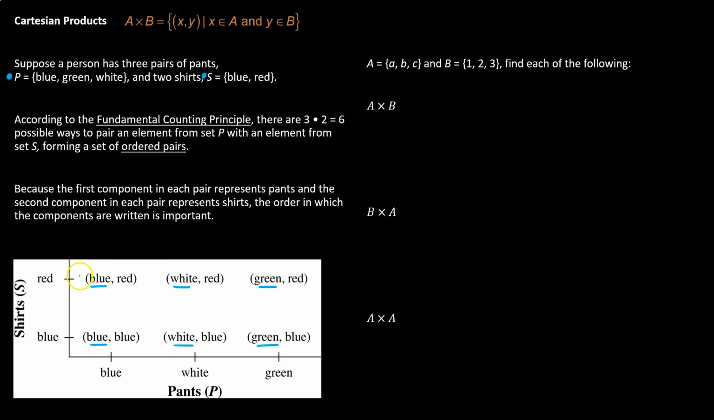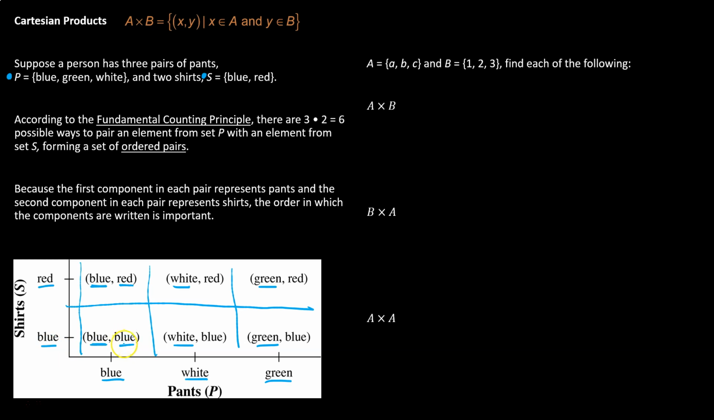So you can make this into a table where you have different columns that represent each of the elements from the set P, and then 2 different rows where each row represents the elements from the set S. And then we order the pair using anything from the set P first. So in this column, blue is the first element of our ordered pairs. And on the top here, since we're in the red row, red is the second element, and on the bottom here, we're in the blue row, so blue is the second element.